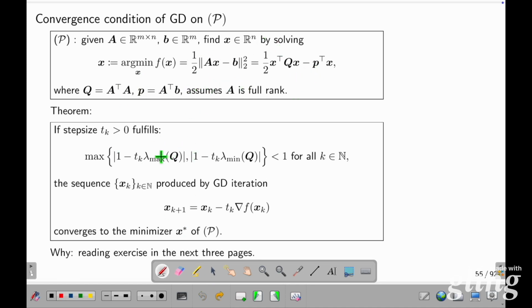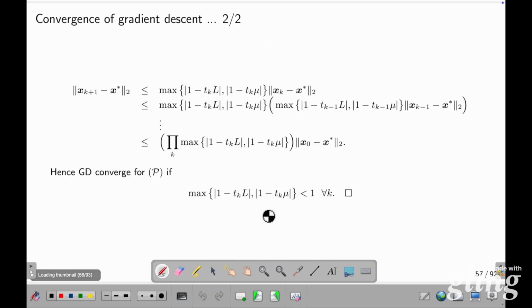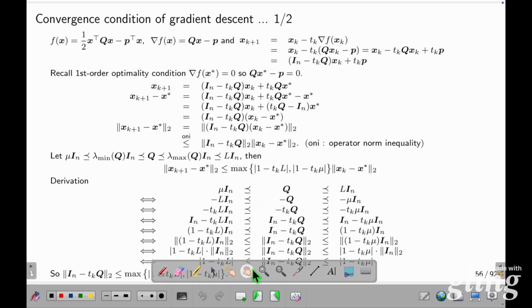Okay, then here's the thing. If the step size fulfills this funny condition, then gradient descent converges. Okay, we talk about it in the next 3 pages. And these 3 pages are the detail. Okay, let's go through them one by one.